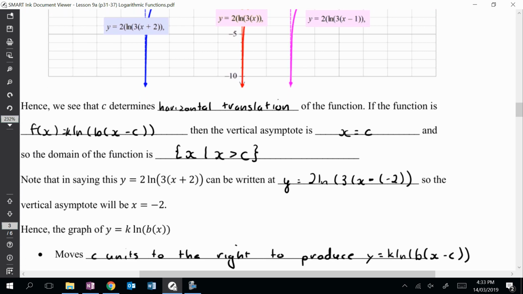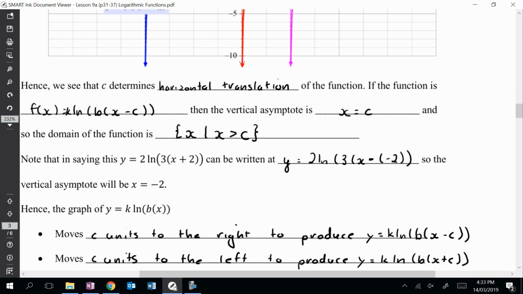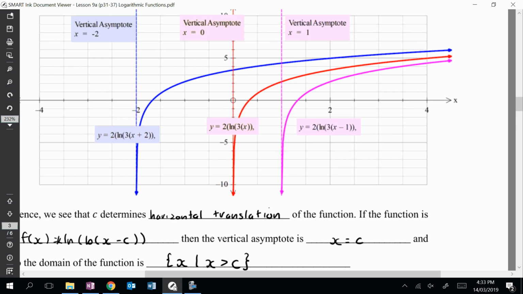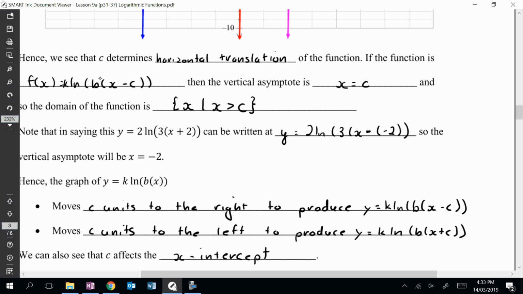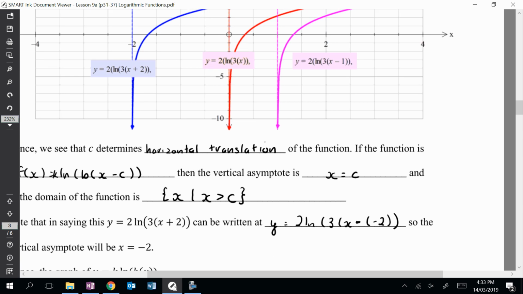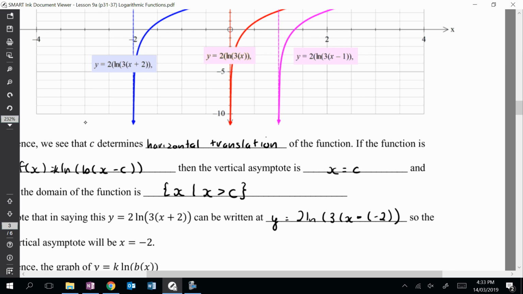So for the graph k ln b x, to move it c units to the right, we're going to get an x - c in there. And then if we move it c units to the left, then we're going to have an x + c in there. And so coming back here, we can see we moved 1 unit to the right, and we had an x - 1. Moved 2 units to the left, and we had an x + 2. And also, if we look back at our graph, the x-intercept is affected by c, and that's something we'll revisit a little bit later.